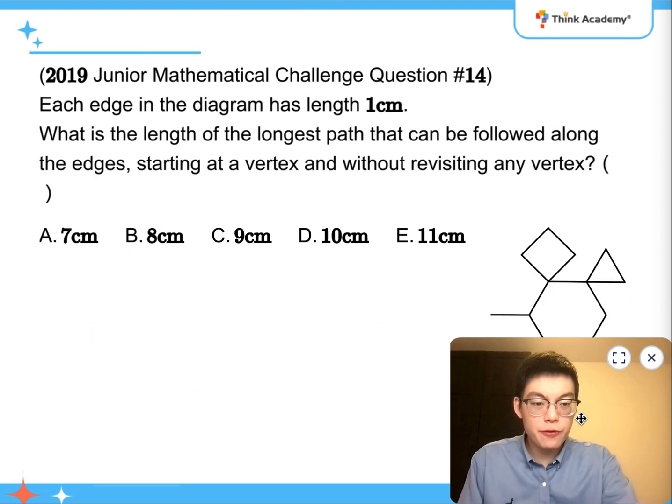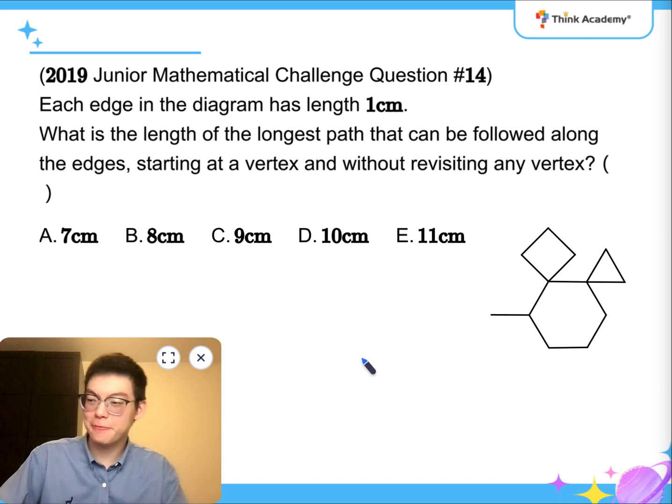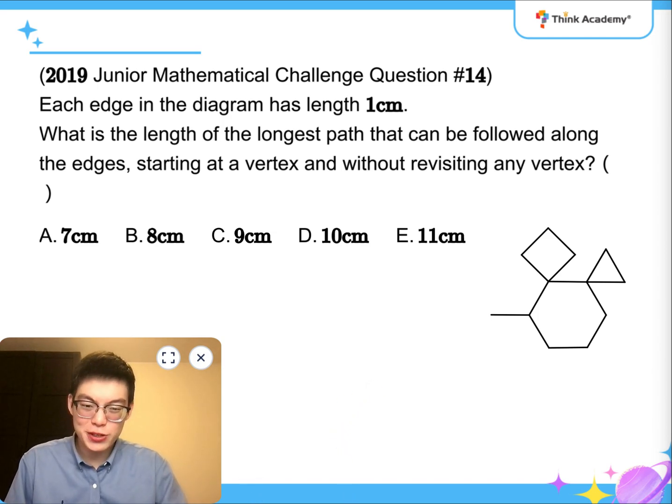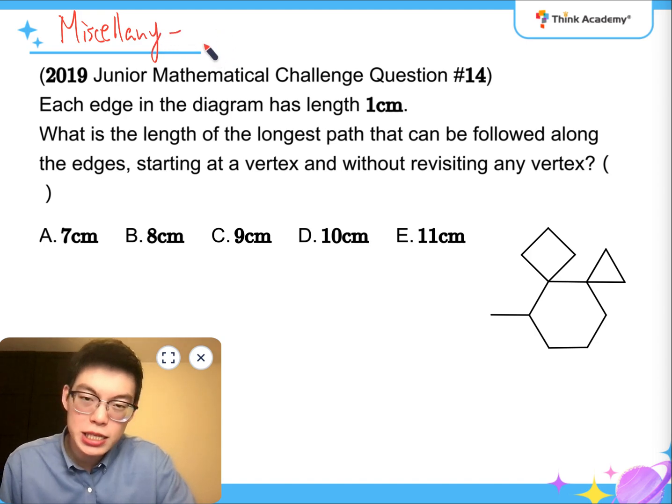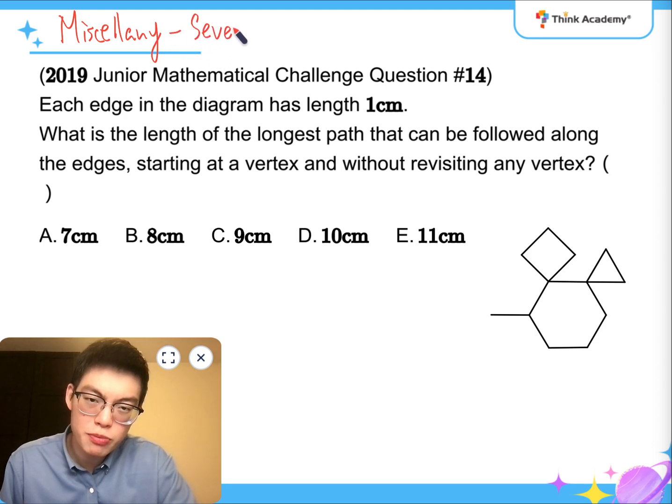As for question 14, this question is, again, kind of interesting. I would say it belongs to miscellany again. And it is the 7 bridges problem, kind of.